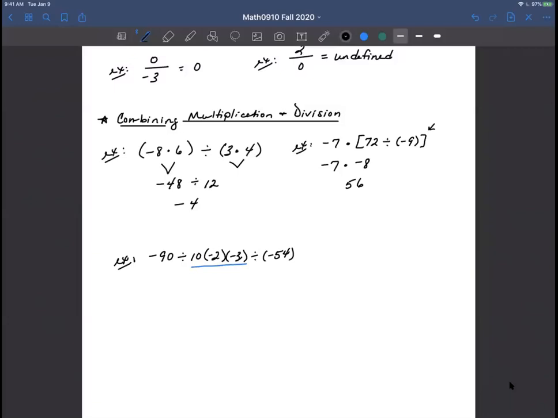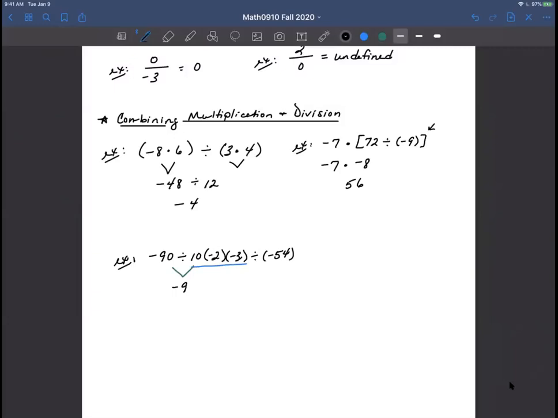So the parentheses in this problem are really just here so that you can clearly see what's positive, what's negative, and what is being multiplied to what. So with that said, we should tackle this problem from left to right. When you have multiplication and division in the same problem, you move through the problem from left to right. So if we go from left to right, our first thing to tackle is the -90 divided by +10. So -90 divided by +10 is -9.